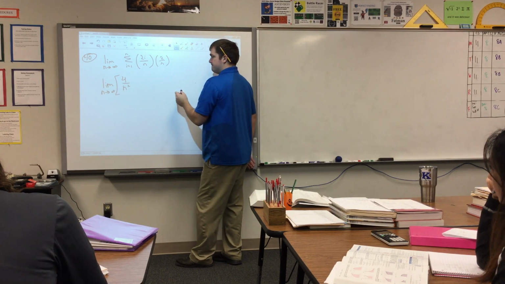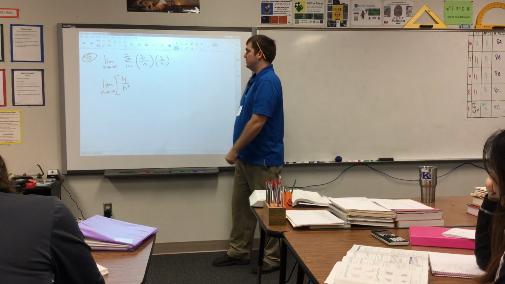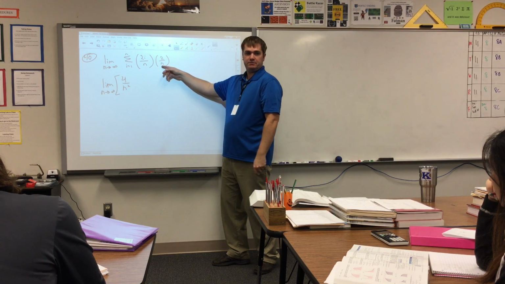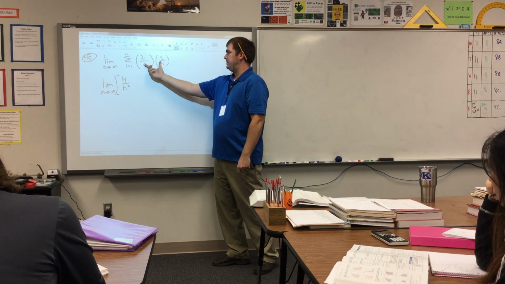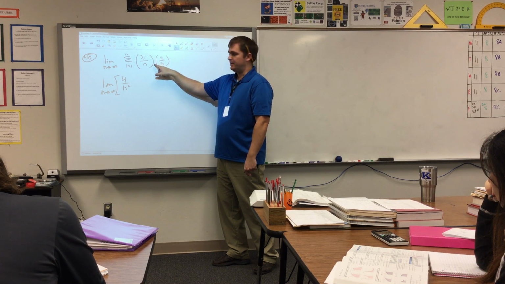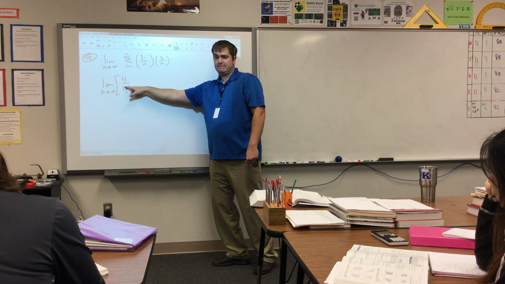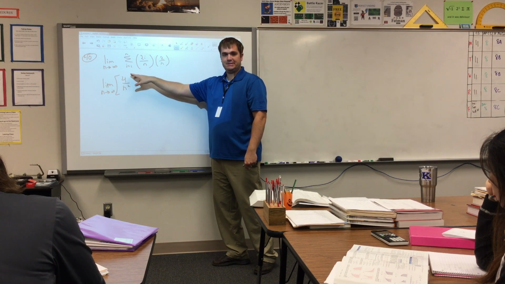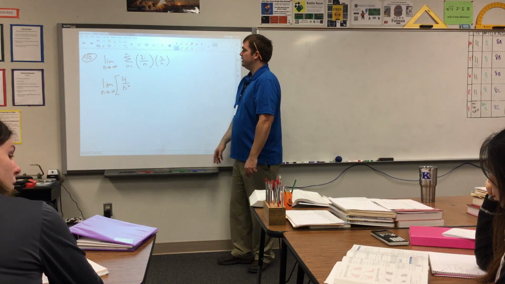Why is it n squared, not n? Two n's. Look, there's an n right there and there's an n right there. I don't know why they wrote it like this. They should have written it as just n squared, and then I could pull an n out. That doesn't make sense. It's 4i over n squared.